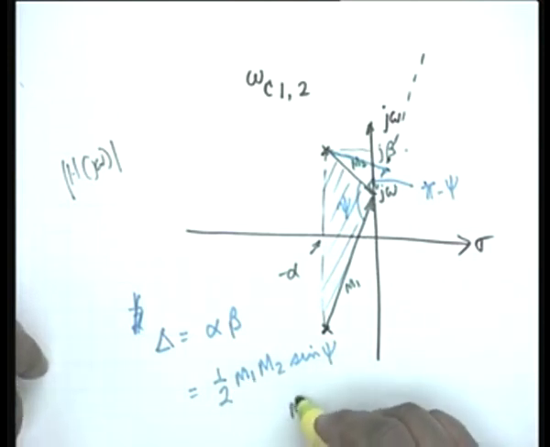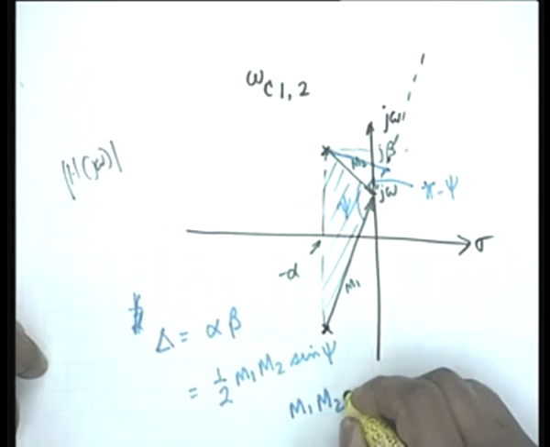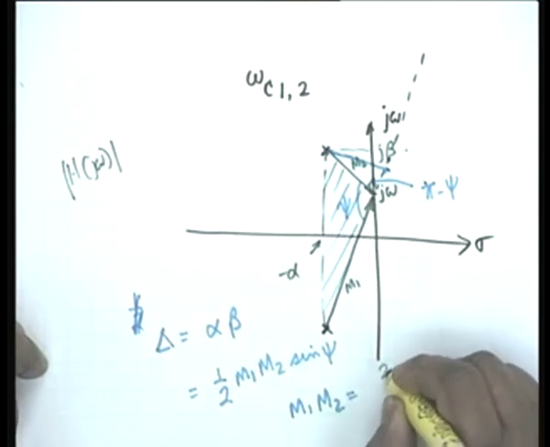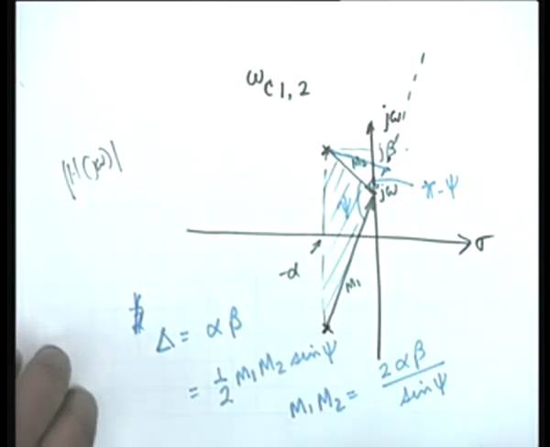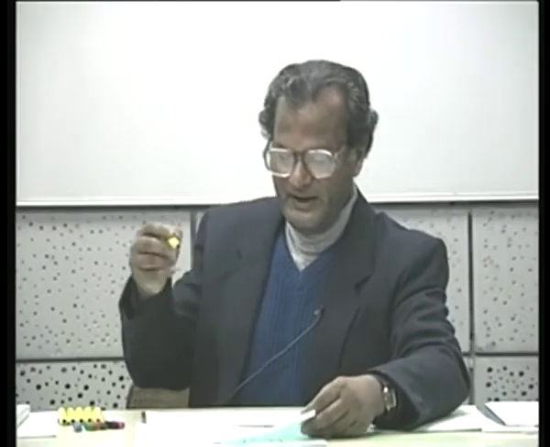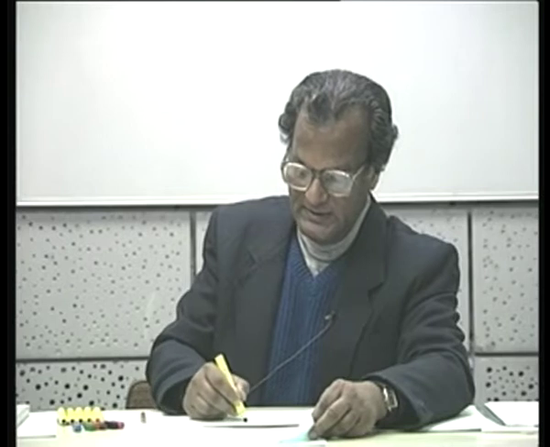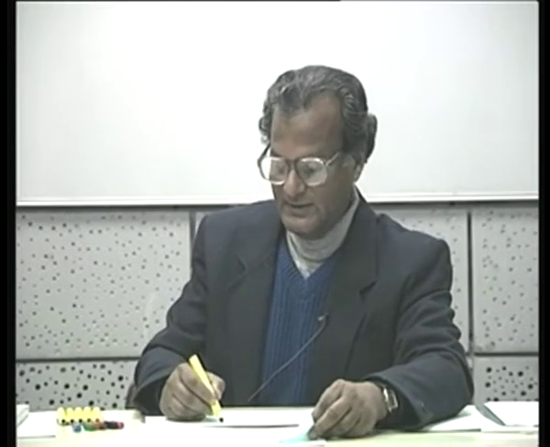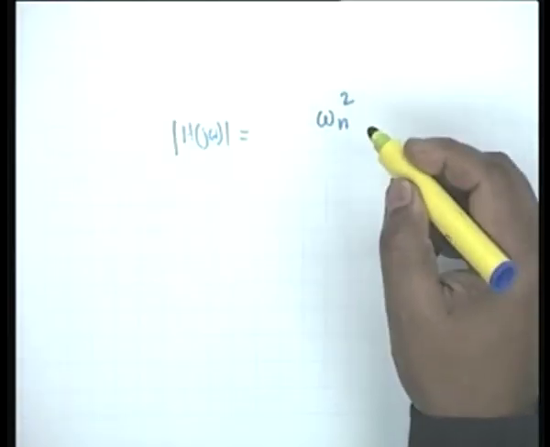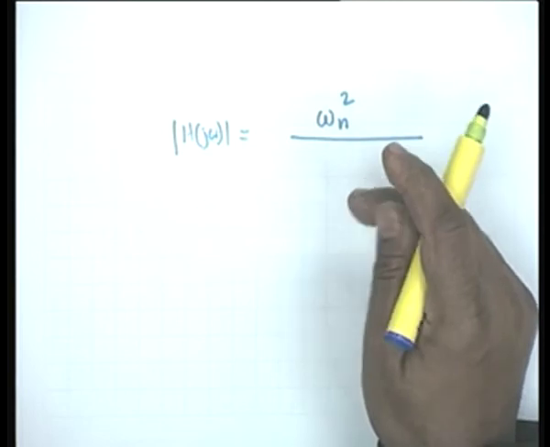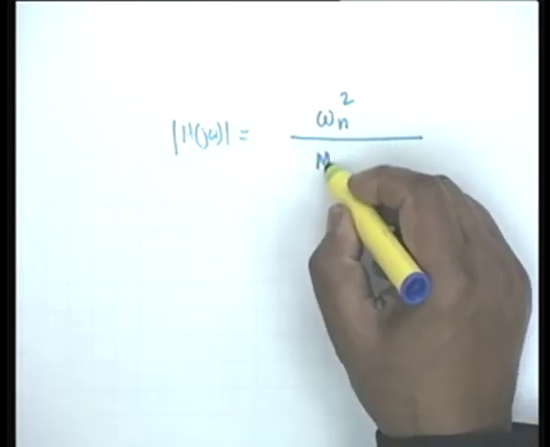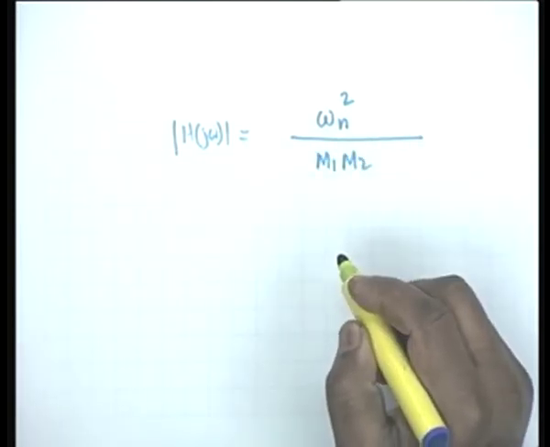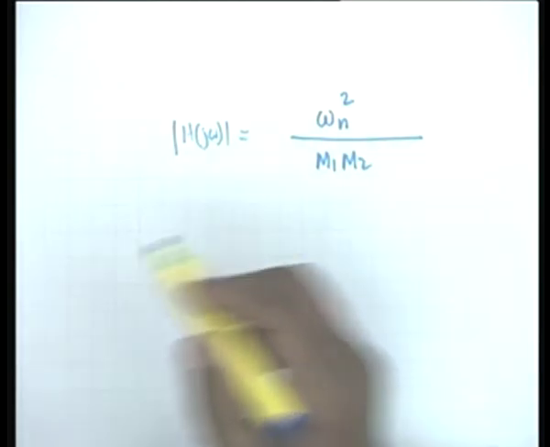Alright. So, the reason for finding this out is that m1 m2 is equal to 2 alpha beta divided by sine psi. Alright, m1 m2 equal to 2 alpha beta divided by sine psi. You also know that the magnitude at any frequency is given by omega n squared in the numerator, and in the denominator you have the magnitudes of the two vectors drawn from the poles to the frequency, that is m1 m2. Is this clear?